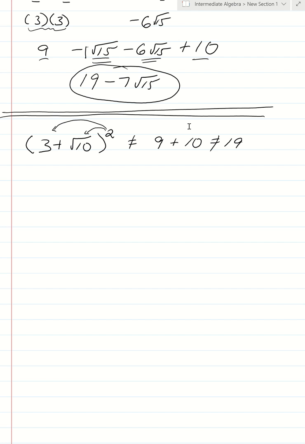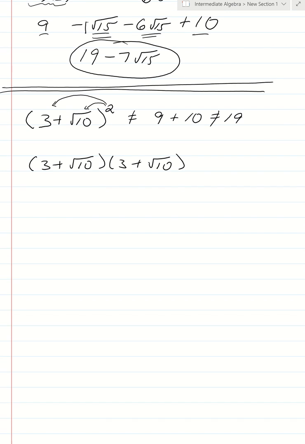Because remember, when we square a binomial, what does that mean that we have to actually do? What you really want to do is take the binomial and write it out twice. Okay, because that's what it truly means to square something, is that you have to multiply it by itself. And so now what we have is a problem similar to what we were working with prior. We would have to, of course, FOIL this.